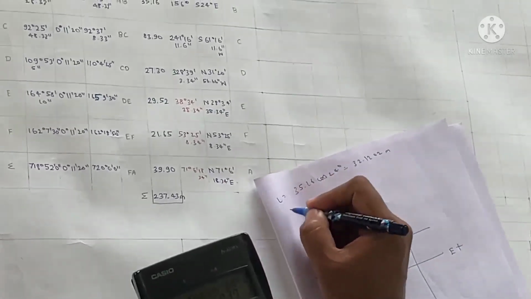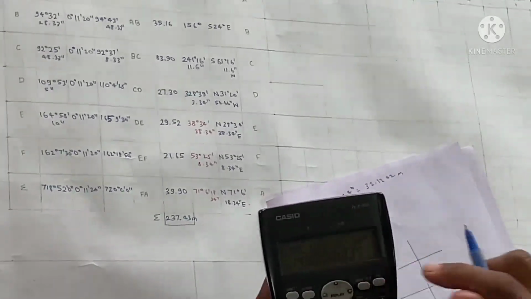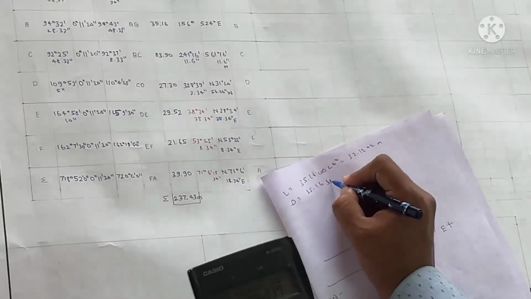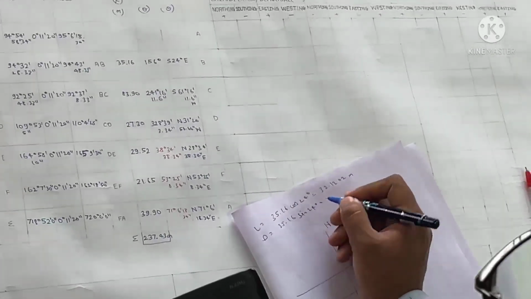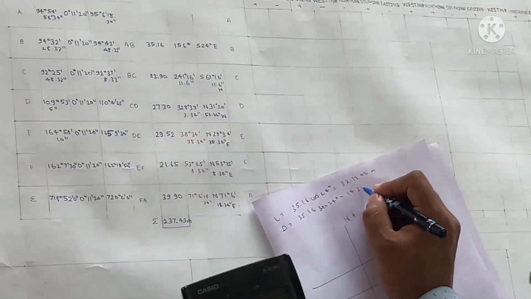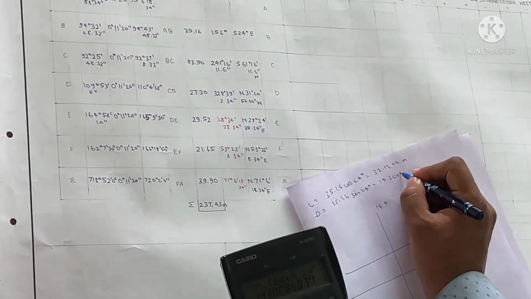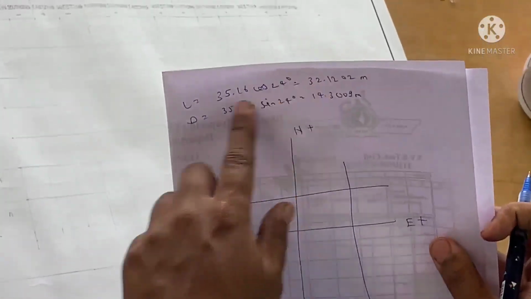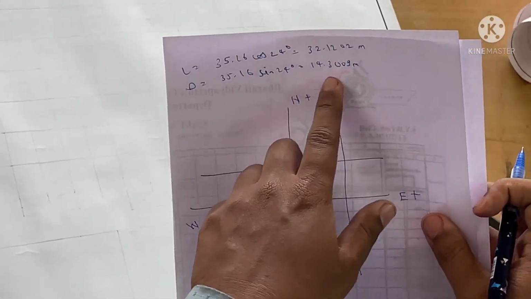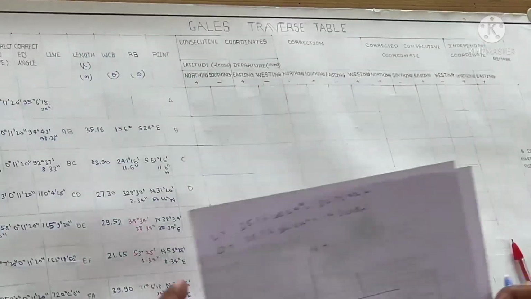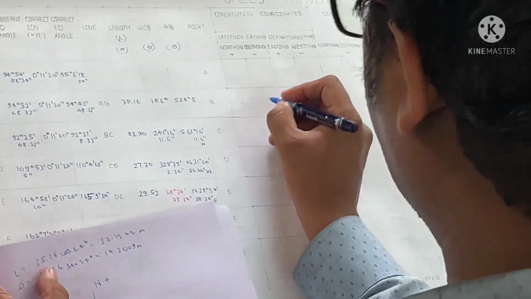Okay, so this was latitude, and after putting the value of sine here, same length 35.16 sine of 24 degree, so it is coming out to be 14.3009 meters. So according to that, we are going to write it down. We know the latitude is southing and the departure is easting, so directly we are going to write it down for the line. Here it is southing, so we write it down here.